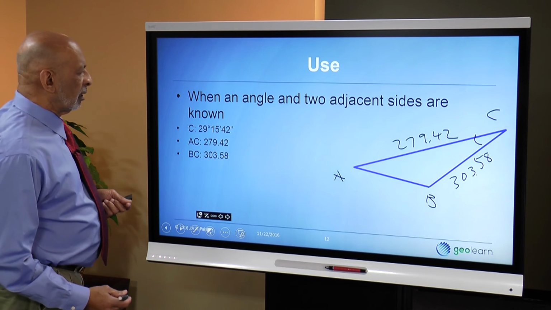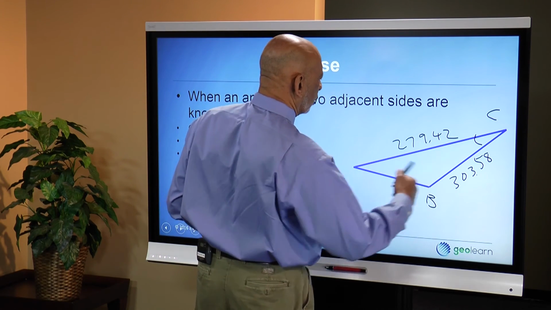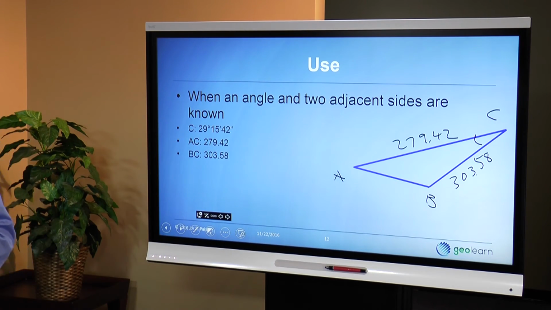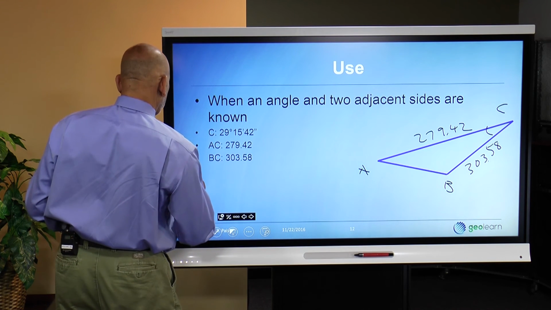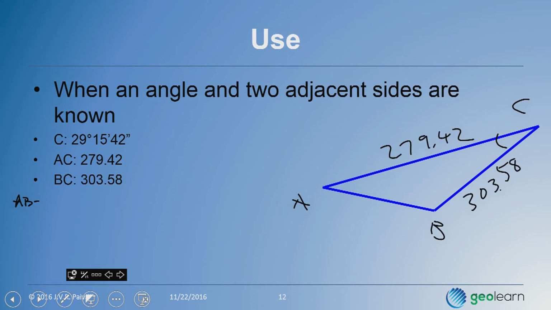Very simple. I'm going to use the equation as I presented it. So we would wind up with AB squared, and AB is the equivalent of side C, so AB squared is equal to 279.42 squared plus 303.58 squared minus 2 times 279.42 times 303.58.